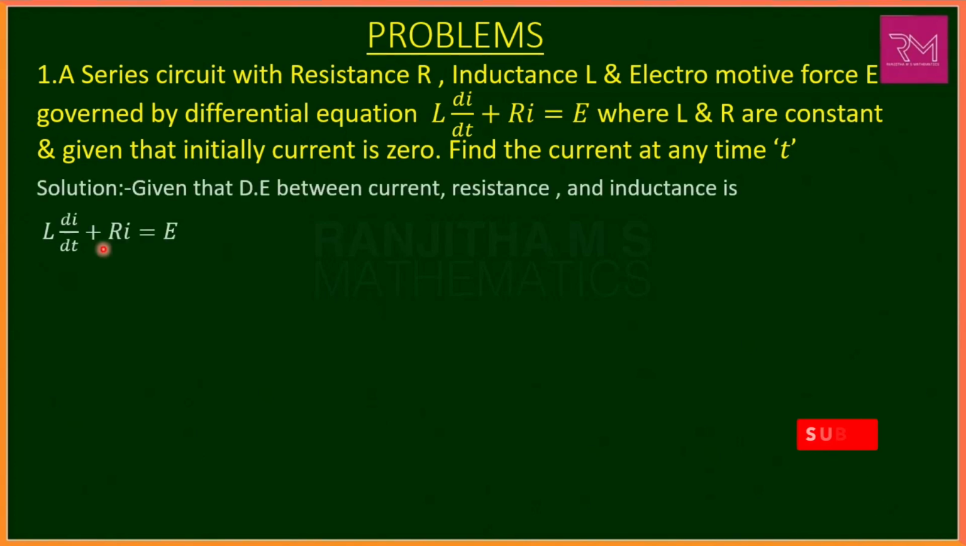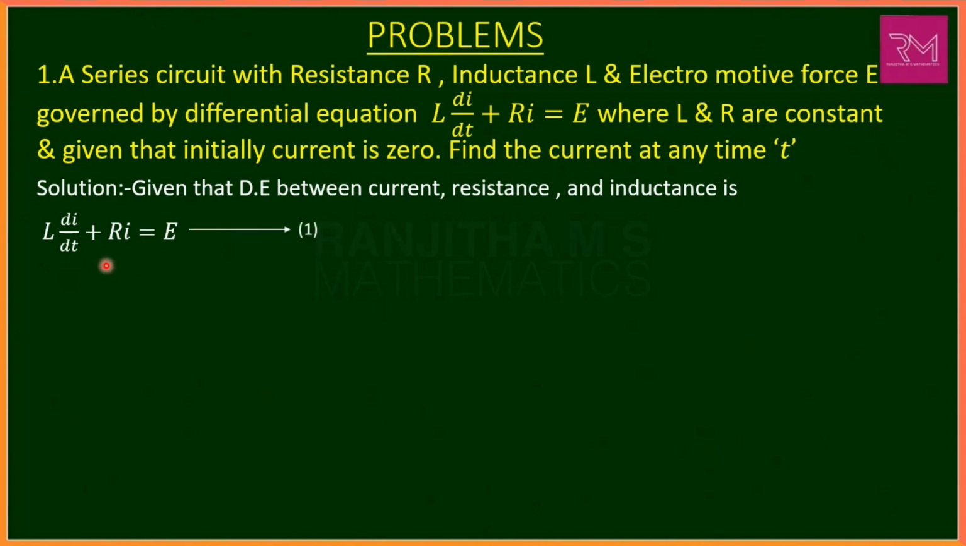So first take the given data. Given the differential equation between current, resistance and inductance is L into di by dt plus R into I, which is equal to E, where L is inductance, R is resistance, I is current, E is an electromotive force and t is our time. Now our aim is to find the current I at any time t. For that we have to find the general solution for this differential equation first. Call this equation number 1.